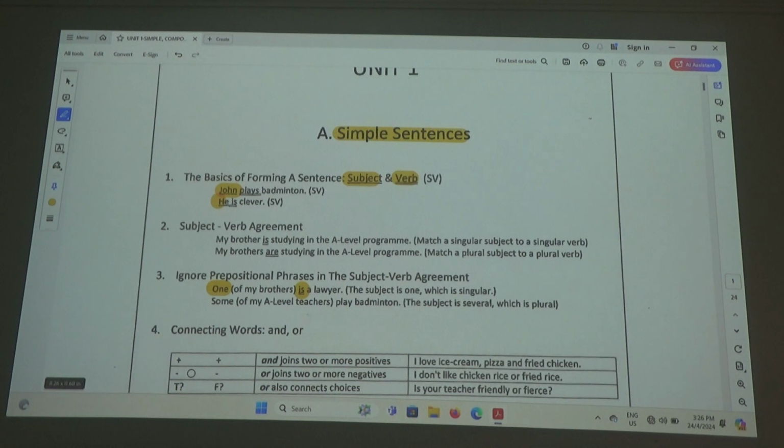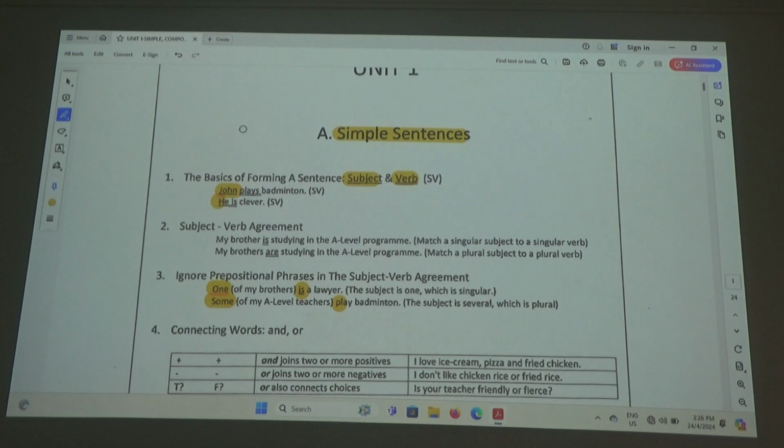Is that okay now? The subject is one, which is singular. Some, you know, is plural. Some of my A-level teachers play badminton. That's why play here has no S. So some play. Is that clear now? So the subject is several. Some means several, which is plural.